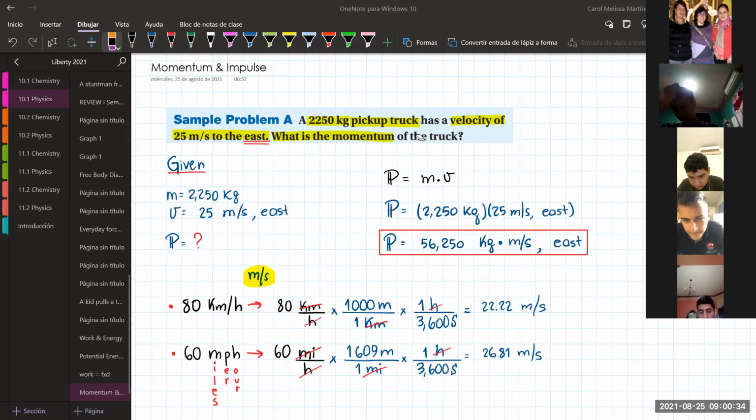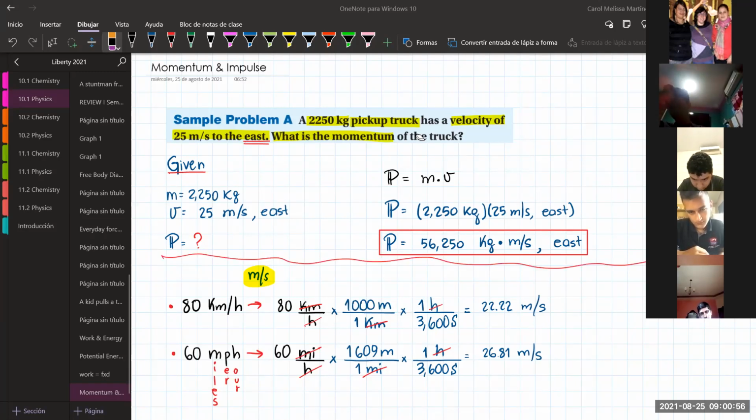So remember, sometimes the velocities are not going to be in meters per second and conversion will be required. Please don't forget how to perform this because sometimes you're going to use it. Now that was off topic, but only this part is the momentum topic. So as you can see, it is a very simple topic.